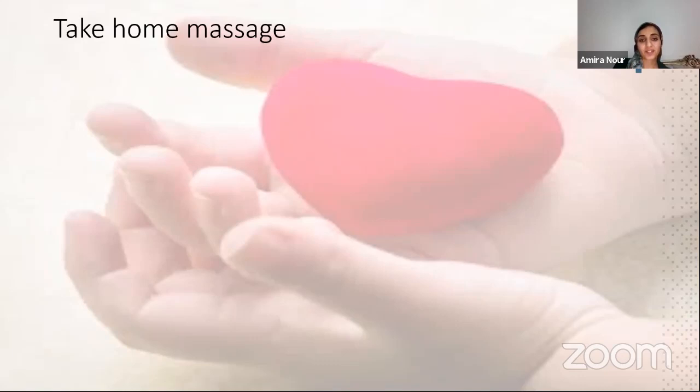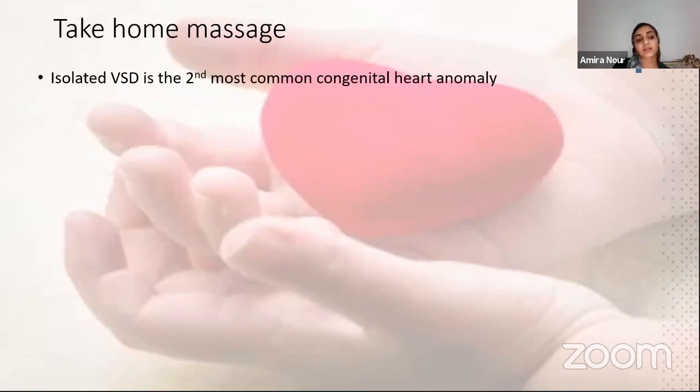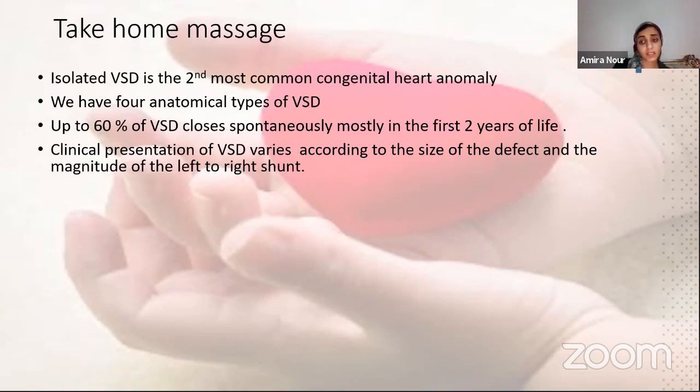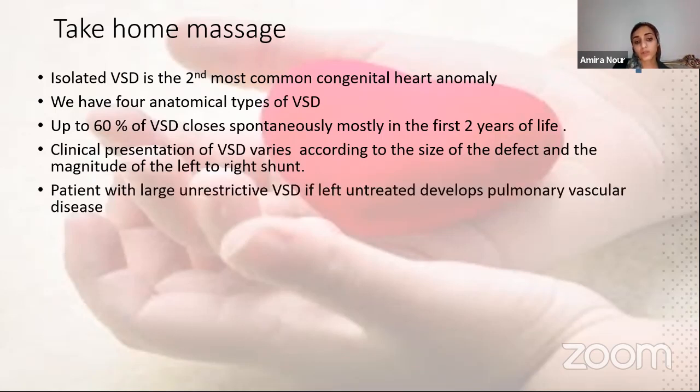Finally, my take-home message from this lecture to all of our participants today is that isolated VSD is the second most common congenital heart anomaly. We have 4 anatomical types of VSD, as Dr. Hatem and Dr. Soha previously discussed in detail. Up to 60% of VSDs close spontaneously, mostly in the first 2 years of life. Clinical presentation of VSDs varies according to the size of the defect and the magnitude of the left to right shunt. Patients with large non-restrictive VSD, if left untreated, develop pulmonary hypertension, which, as I said, occurs even earlier in those with Down syndrome.